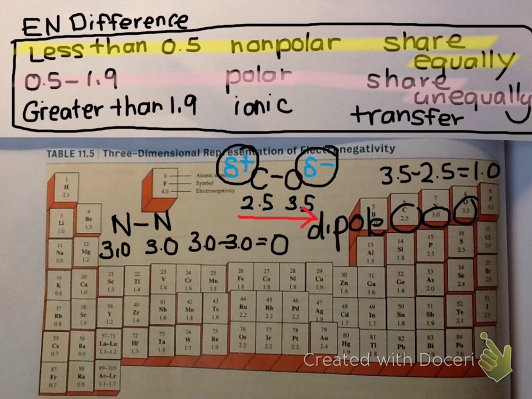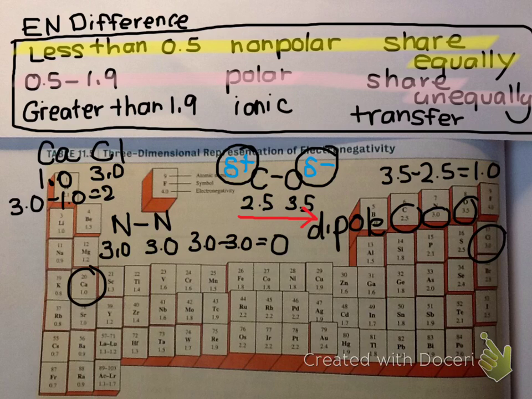Now we were talking about ionic compounds between metals and nonmetals. So let's take an example where calcium is with chlorine. So here's calcium and it has a 1.0. And chlorine has a 3.0. So if we subtract 3.0 minus 1.0, we get 2.0. And we see here a 2.0 that is greater than 1.9, and in that case there is no sharing. It's no longer a covalent bond, but you have an ionic bond.